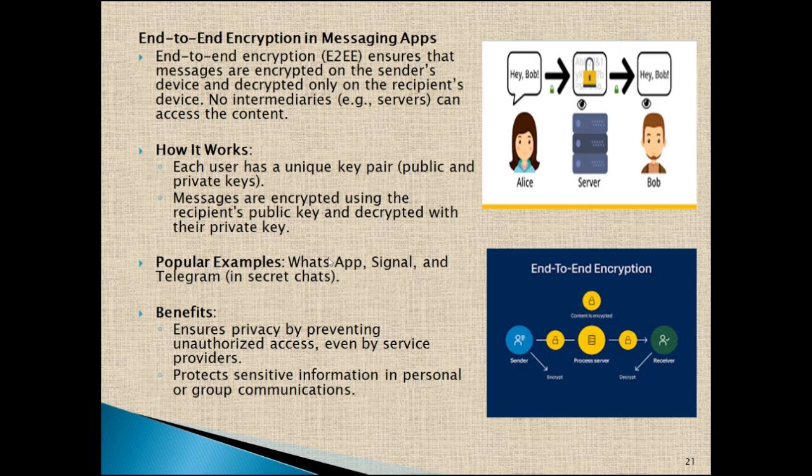Popular examples are WhatsApp. You know, WhatsApp always tells you that there's end-to-end encryption for their service or application. Signal and Telegram also use that. Benefit: it ensures privacy by preventing unauthorized access, even by service providers. It protects sensitive information in personal or group communication.